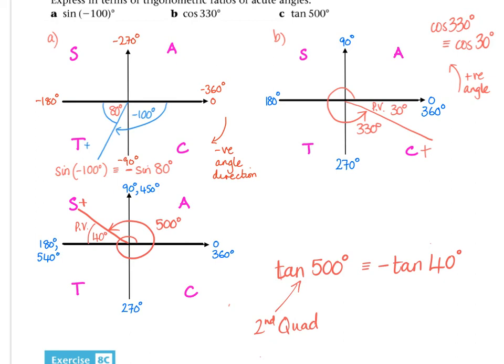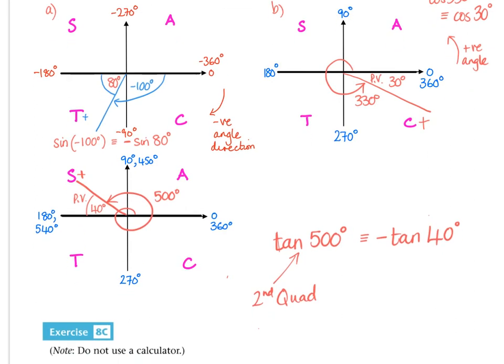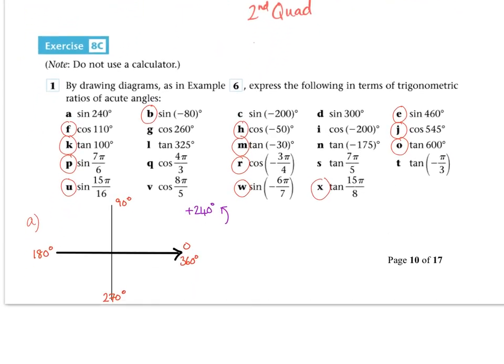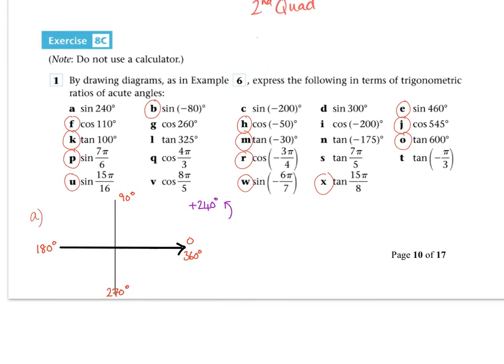What I'd like you to do to practice this is exercise 8C. And if we look at the very first one, we want to express in terms of a trig ratio of acute angles. So we've got 240 degrees, that's the very first one. So 240 is roughly about there. So we've gone from there to there, which is 240 degrees. Now that means that our principal value is this one here.